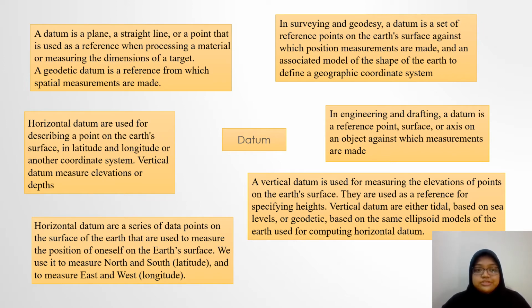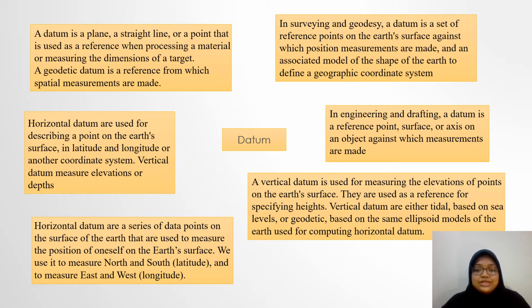Then, horizontal datums are used for describing a point on the Earth's surface in latitude and longitude or another coordinate system. Vertical datums measure elevations or depth. Horizontal datums are a series of data points on the surface of the Earth that are used to measure the position of oneself on the Earth's surface. We use it to measure north and south latitude and to measure east and west longitude.